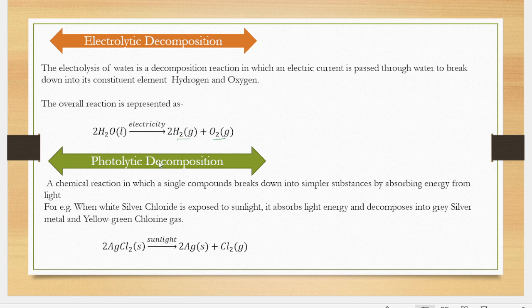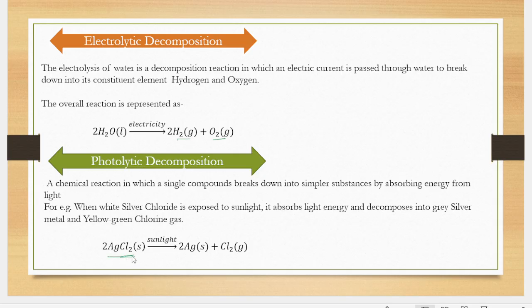Next one is photolytic decomposition. What happens in photolytic decomposition? It is a chemical reaction where a single compound breaks down into simpler substances by absorbing energy from sunlight. It takes place by passing sunlight. For example, you can see white color silver chloride.